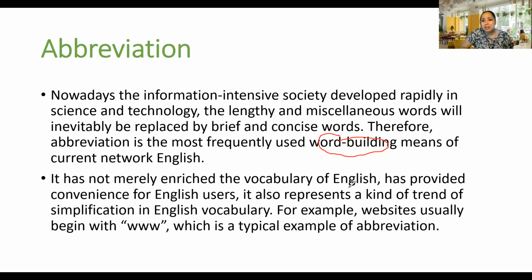So it has not merely enriched the vocabulary in English, it has provided convenience for English users. So the reason is for convenience, because it's faster. It's a faster way to speak, but not verbally, but basically you are going to speak like writing something. And I've seen that people have been using it for speaking, but it doesn't sound good. Whereas if you read it or if you write it, it looks very common. So it represents a kind of trend.